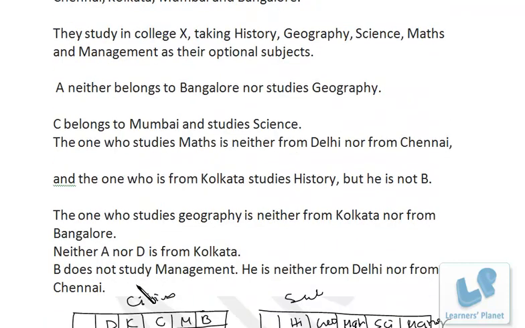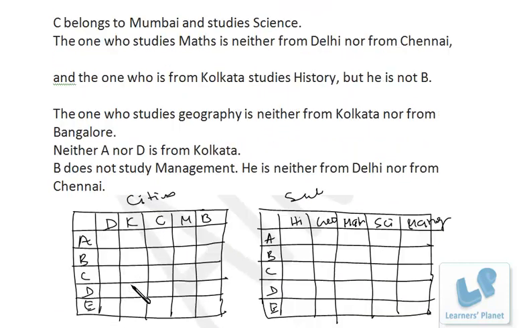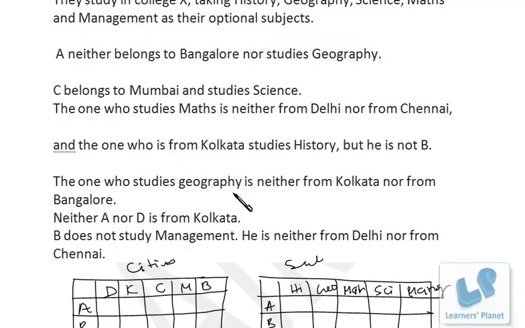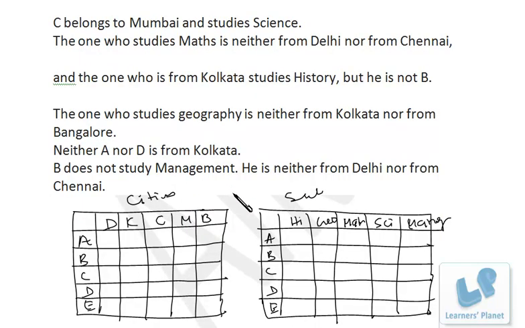Now let's read the statements given over here and fill up the table. A neither belongs to Bangalore nor studies geography. So A is not Bangalore and A is not geography. Then C belongs to Mumbai and studies science. C is Mumbai, that means all others are cancelled. So C studies in Mumbai and science. Just don't forget to put up the cross marks.